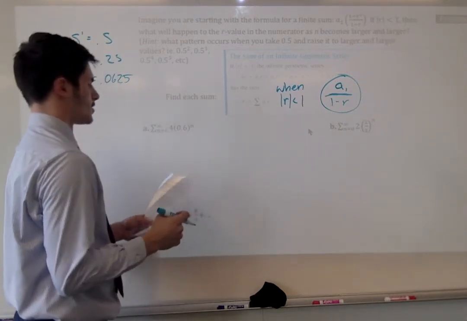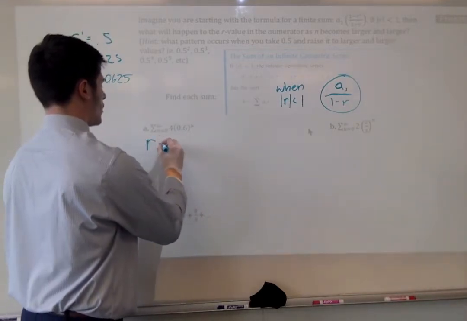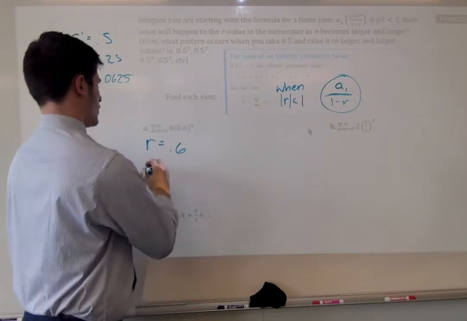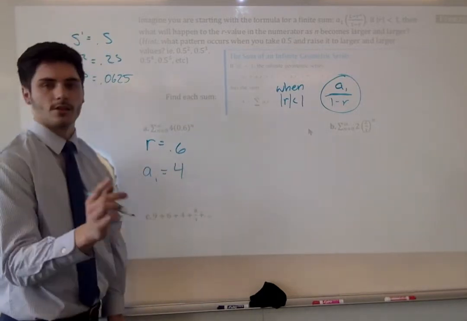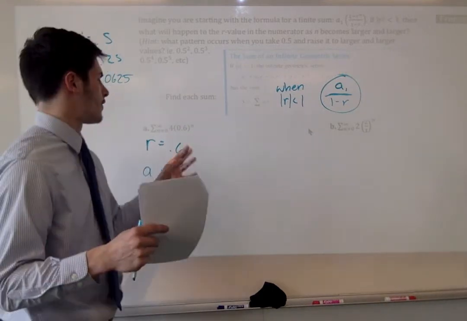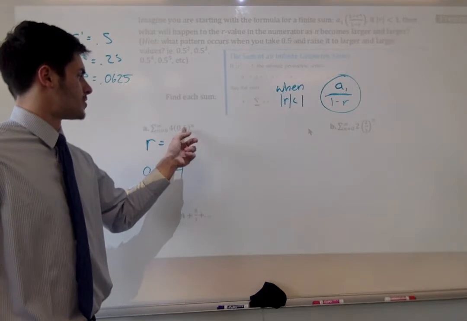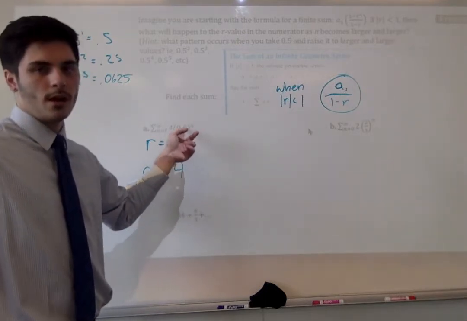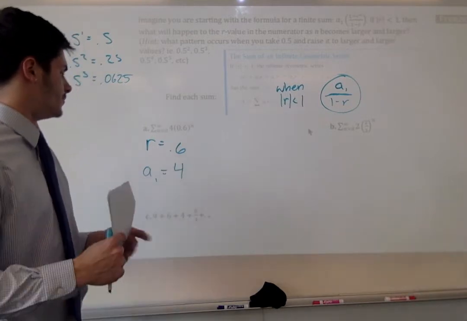I mean, no, sorry. That's our common ratio. Our common ratio is 0.6. So r is 0.6. Initial value is 4, because if we try to find our zeroth term, 0.6 to the 0 becomes 1, and our initial term is just then 4 times 1, so 4.